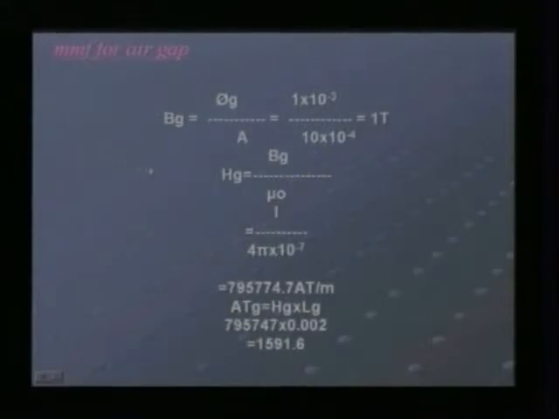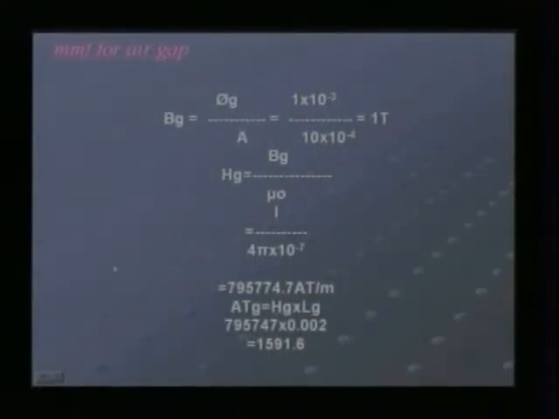Here the field strength of the air gap, Hg, is given by Bg by mu naught. Substituting the values of Bg equal to 1 Tesla, mu naught, the permeability of free space, equal to 4 pi multiplied by 10 power minus 7 henries per meter, which gives the field strength in the air gap Hg equal to 795774.7 ampere turns per meter.